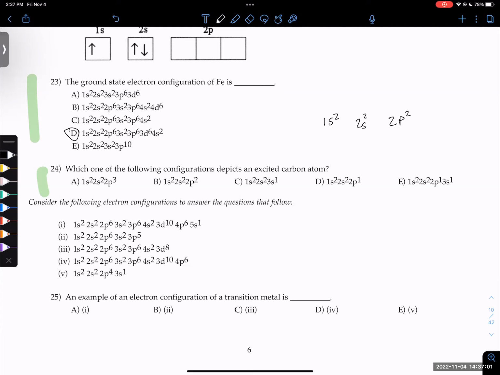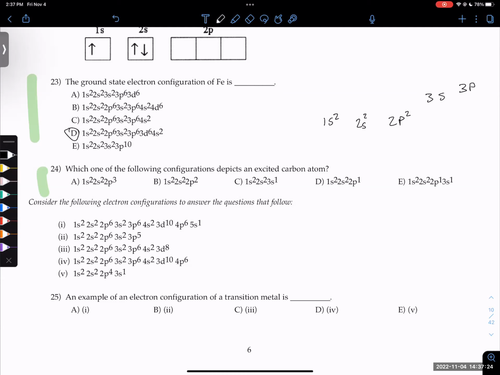All right, so for an excited electron in a carbon atom, you have to have something that gets to a higher energy level. So a 2p electron will jump to most likely a 3s subshell, or in some cases, depending on the energy, it could even be a 3p subshell.